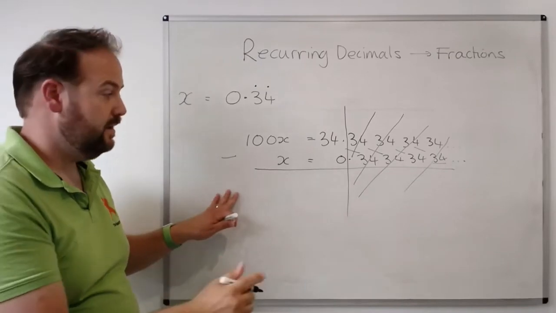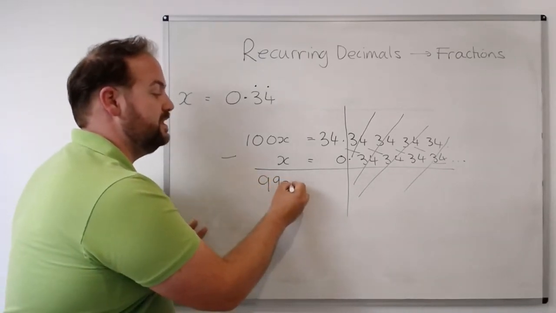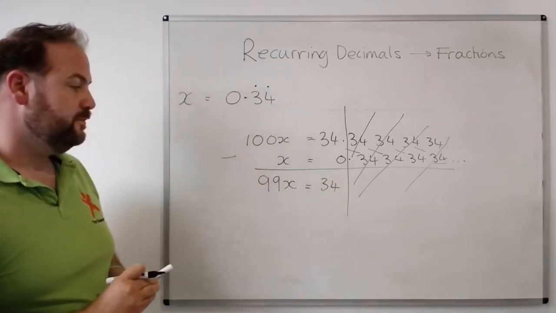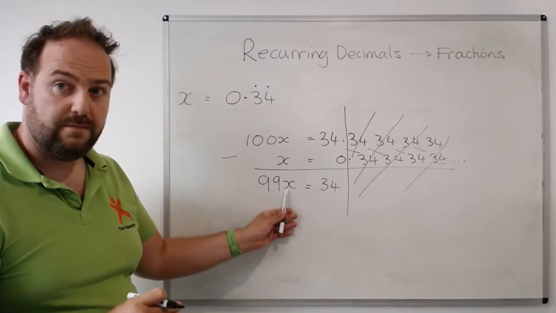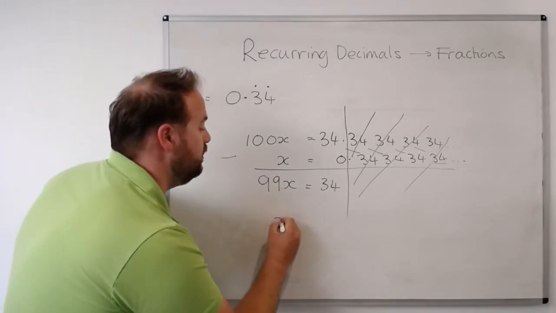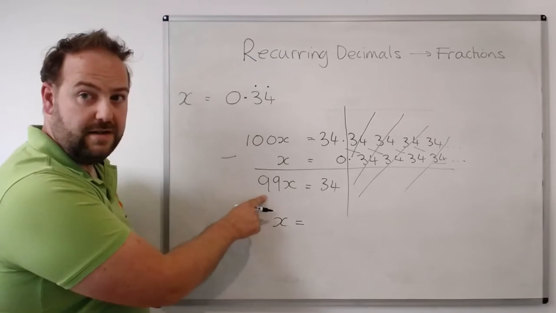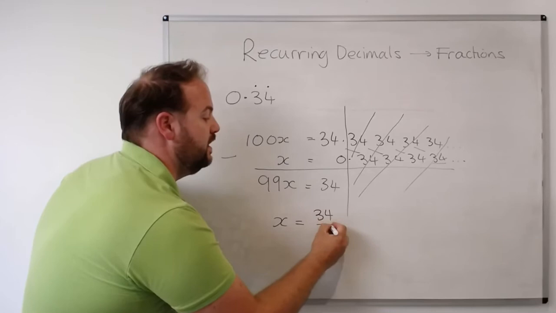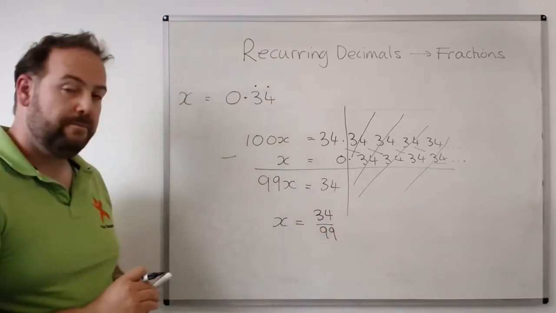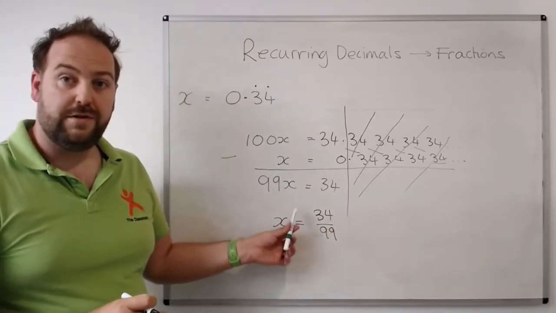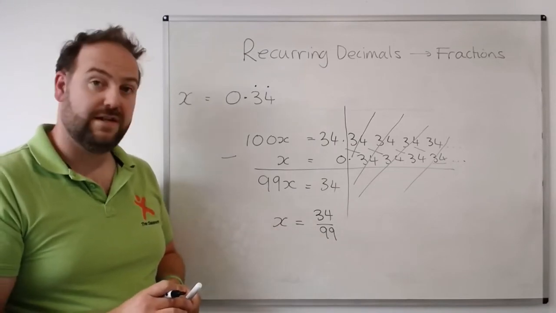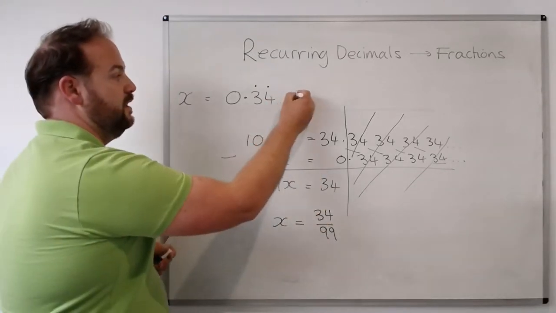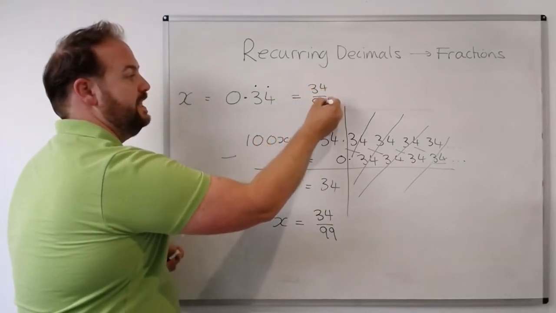So on this side, we have our 99x, again, just like we did in the previous example, and this equals 34. 99 times x. To find out x, we must do the opposite, do the inverse. We divide by 99 here to get x. Divide this by 99 gives us the fraction we're looking for. This, however, does not simplify unlike the previous example I gave you. So 34 over 99 is the answer.